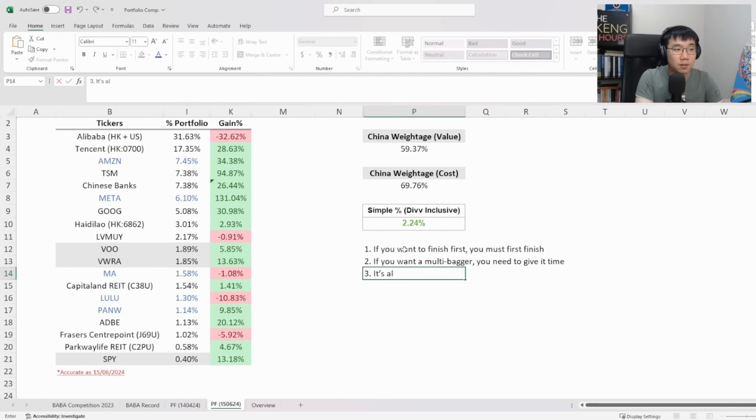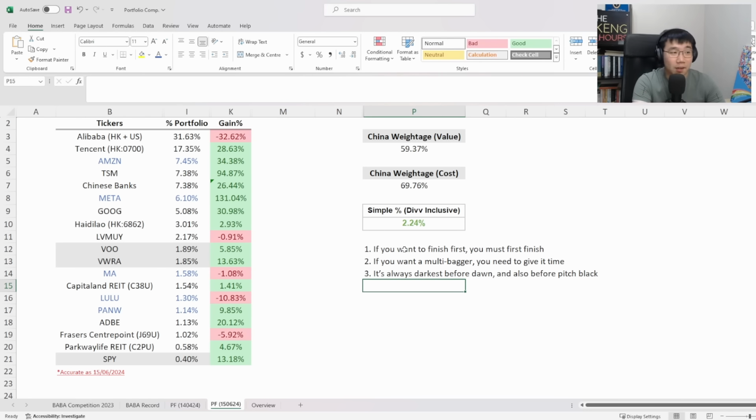Now, the third lesson is it's always darkest before dawn and also dark before pitch black. I think this is the funny thing. A lot of people are saying that, oh, you should buy in a bear market. You should buy when there is a lot of fear and pessimism in the market. But that said, a lot of people don't dare to pull the trigger.